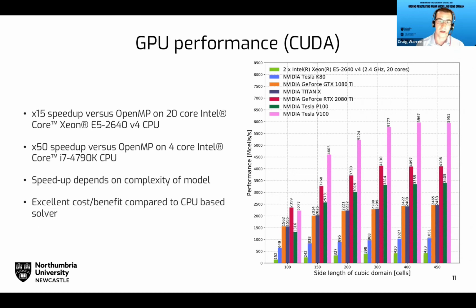We're seeing a 15 times speed up in many cases versus the 20 core machine. And if you were to put the 4 core desktop machine on this plot, then you'd see speed ups of around 50 times. Obviously, that depends also on the complexity of your model. If you start introducing lots of dispersive materials and such like, then the performance will drop off. But you can see from that in terms of computing for gprMax, GPUs are most definitely the way forward in terms of performance.